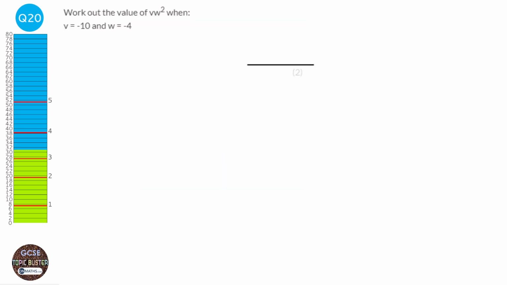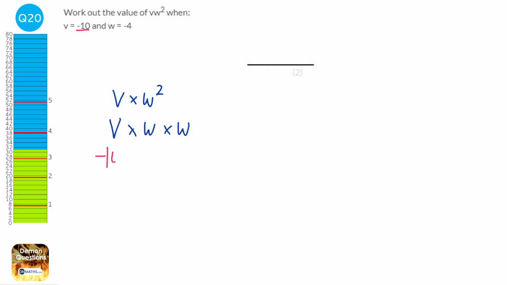Let's rewrite this expression, but with a times sign in, so v times w squared. Now w squared just means times by itself, so we can rewrite that as v times w times w. Okay, so we know v is minus 10, so minus 10. And we know w is minus 4, so it's times minus 4 times minus 4.